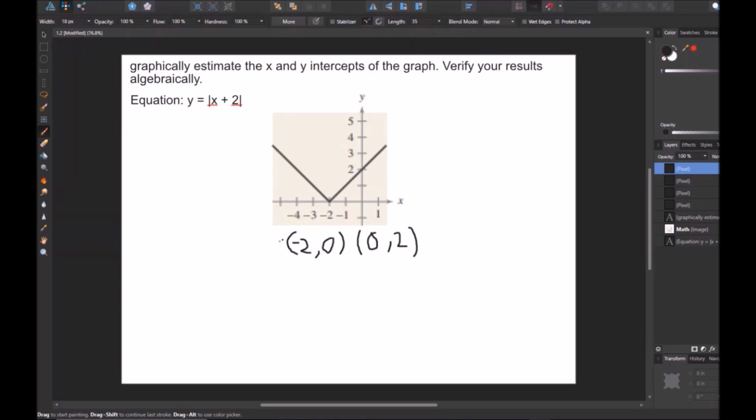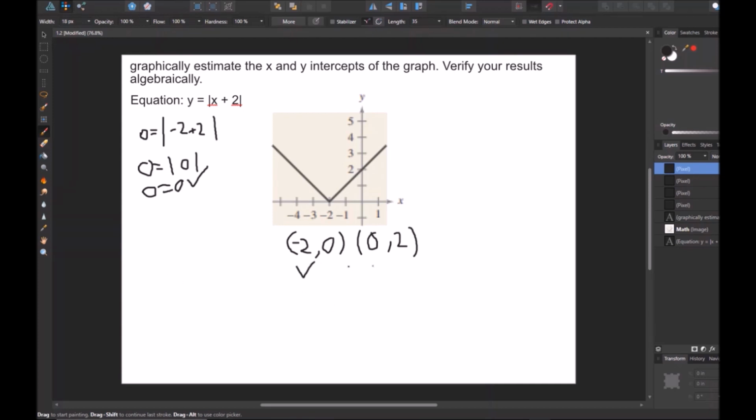So for this first one, I'm going to plug in -2 for x and 0 for y. So 0 equals the absolute value of -2 plus 2. Well, -2 plus 2 is just 0, and the absolute value of 0 is 0. So 0 does indeed equal 0, meaning that these coordinates satisfy this equation and that it is the x-intercept.